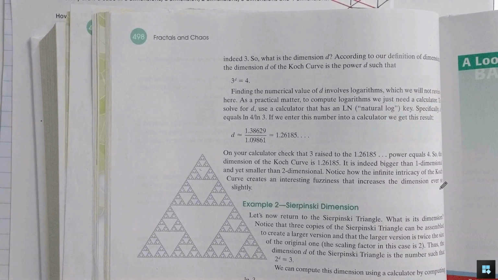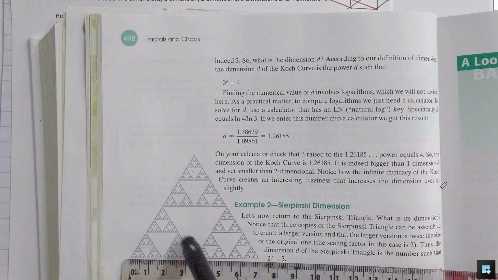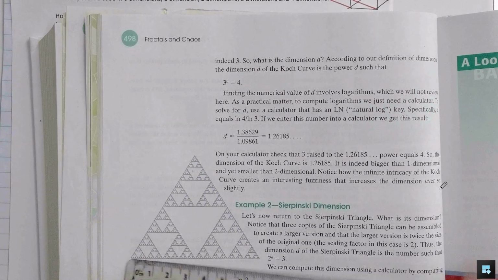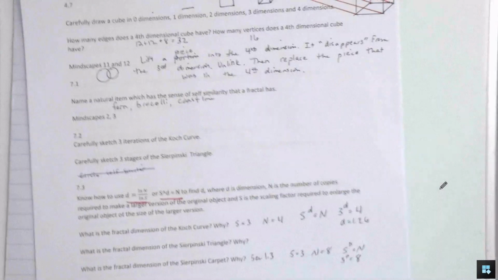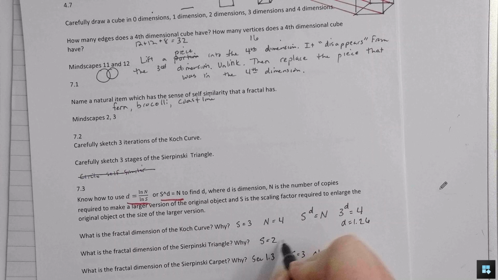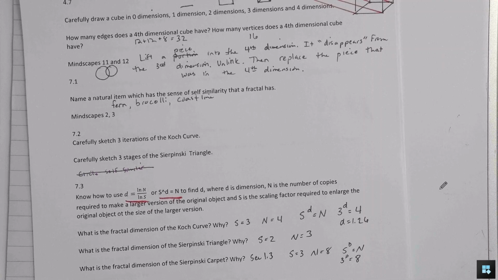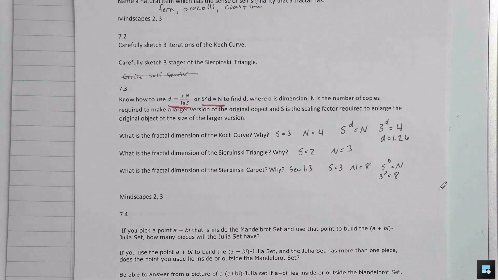The middle's gone, that's right. So 3 copies. And then how much bigger is the whole than this part was? What's the scaling factor? 2. Good. So it's twice as long as just that one little piece. Scaling factor 2, number of copies 3. So what were Mindscapes 2 and 3? That was finding the dimension. Okay. Anybody have any questions so far?